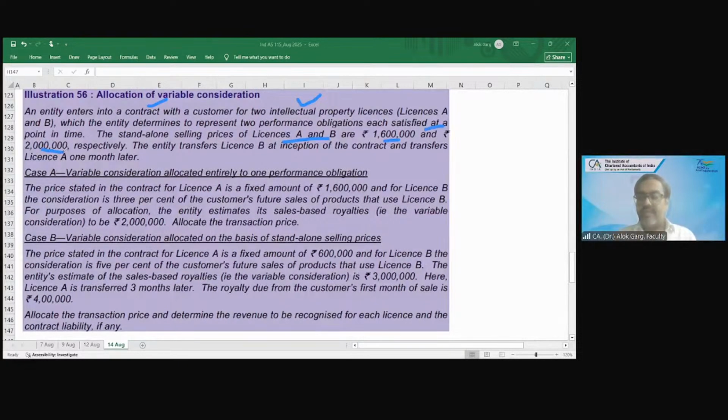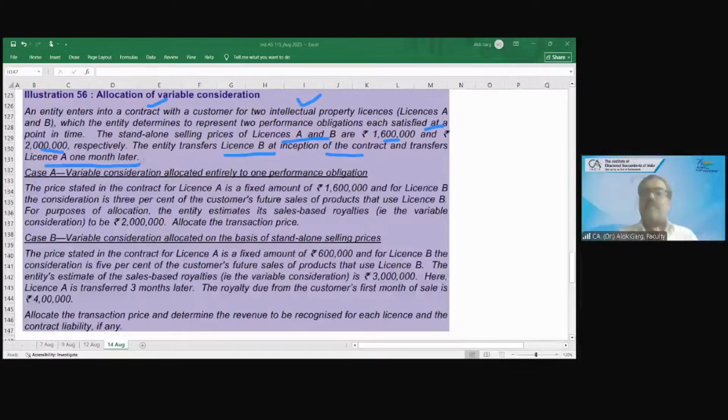What is the standalone selling price? 16 lakh and 20 lakh rupees separately. The entity transfers license B at inception of the contract and transfers license A 1 month later.